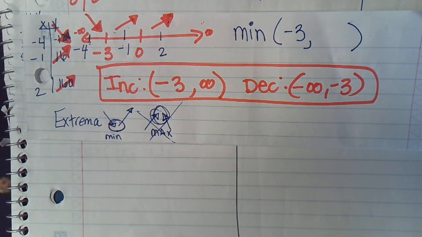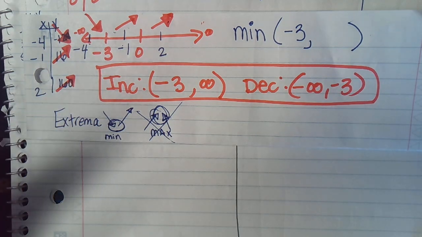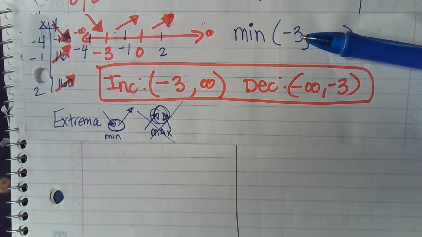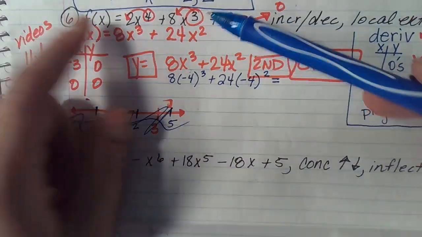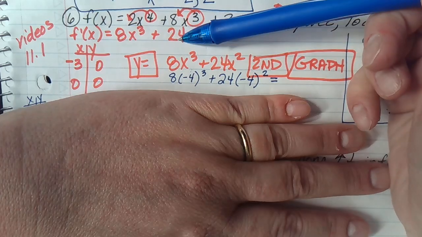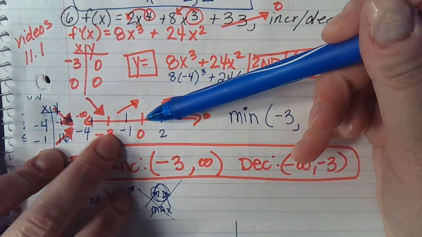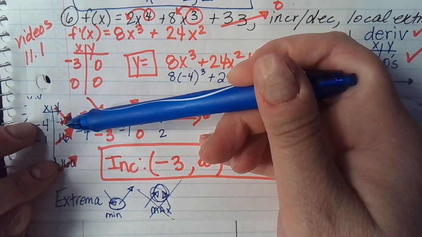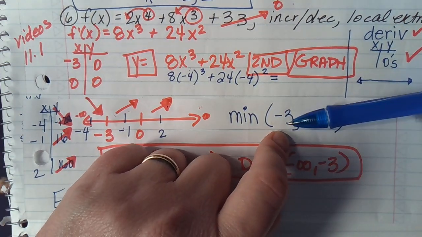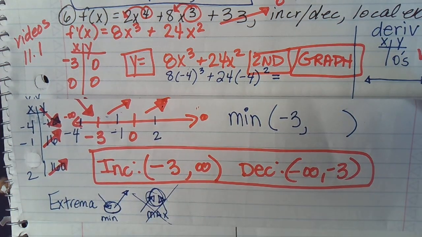Okay, the only thing is I need its y value. For its y value, we're going to take this negative 3 and plug it into the OG. So far, all we've done is get the derivative. Look at its t-chart. Drew a number line. Look at the same t-chart. Now we're going to look for the y value at negative 3. So you have to plug it into the OG equation.